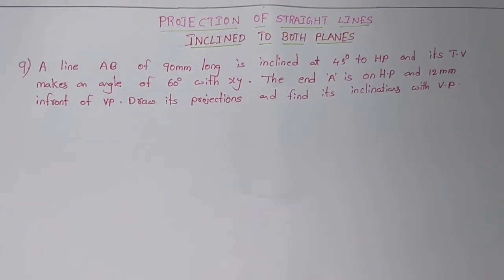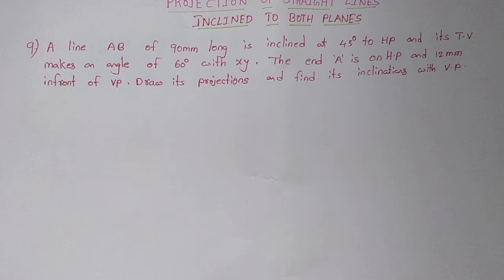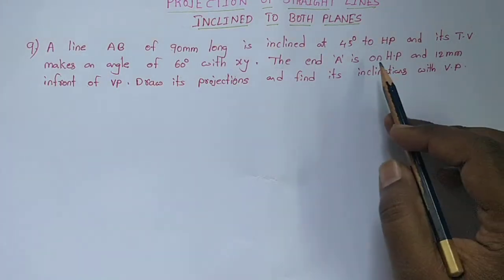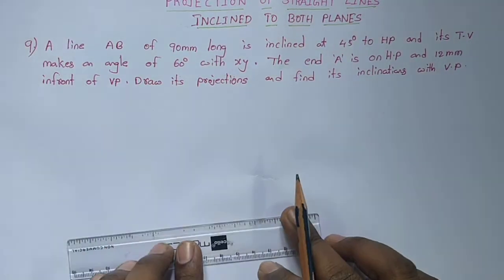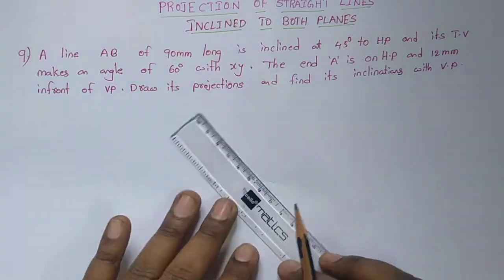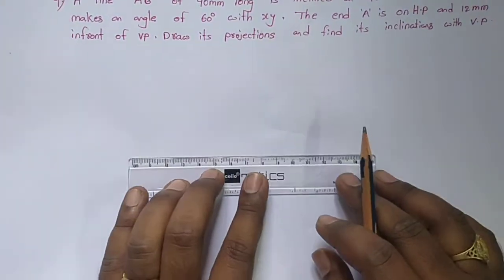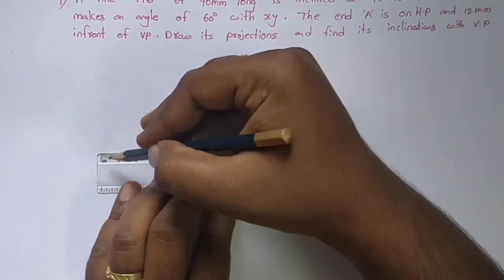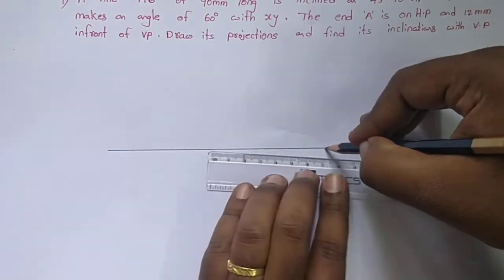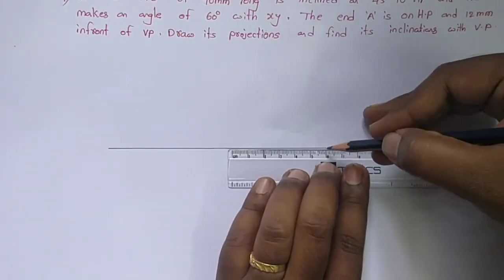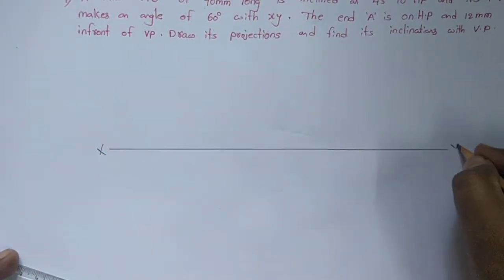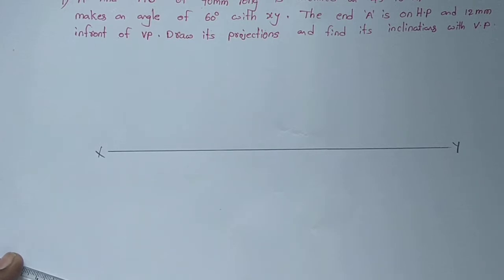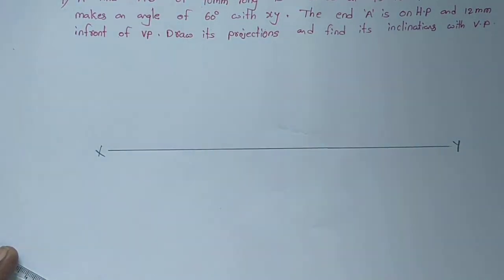First, we need to identify the coordinate of this problem. Here, on HP and in front of VP means it is definitely first quadrant. Okay, for this first we need to draw the XY line with suitable distance. Okay, XY means reference line. It is the intersection of vertical plane and horizontal plane.